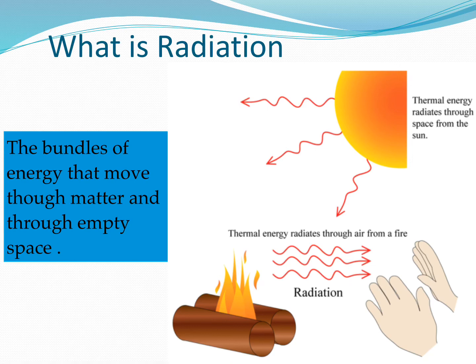The sun can make bundles of energy that can move through matter and empty space. These bundles of energy that can move through matter and empty space are called radiation. So since there is no matter between the Earth and the sun, the energy from the sun is transferred to us by the process of radiation.